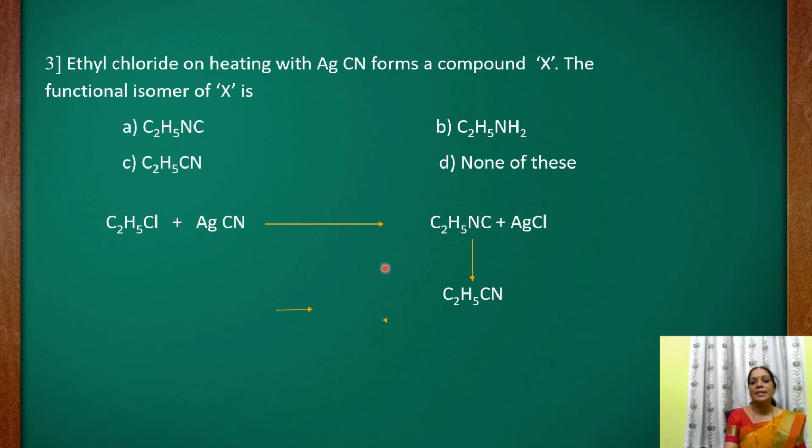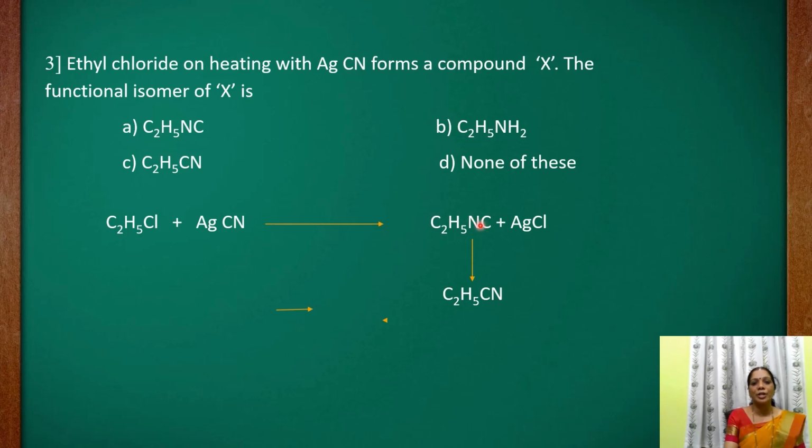Hence, the product formed is what? Isocyanide. C2H5 plus forms the bond with what? Nitrogen of the cyano group. Hence, the resulting product here is what? Isocyanide. But if you consider this isocyanide here, the question they have asked is: ethyl chloride on heating with the silver cyanide forms compound X. What is that X formed here? The X formed here is ethyl isocyanide.